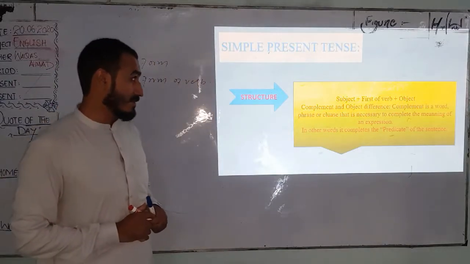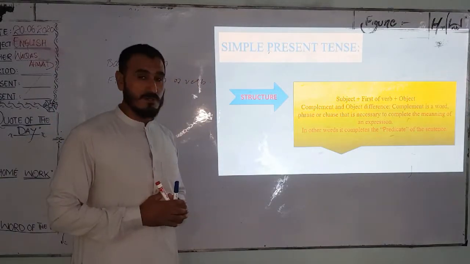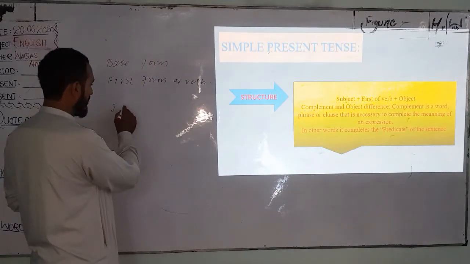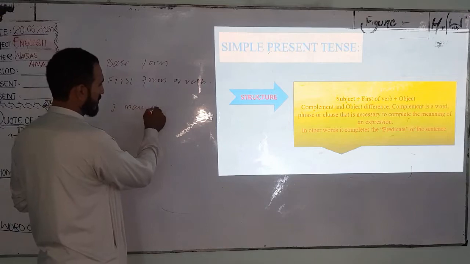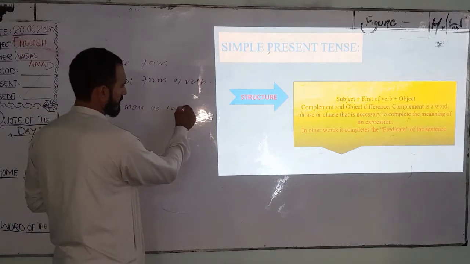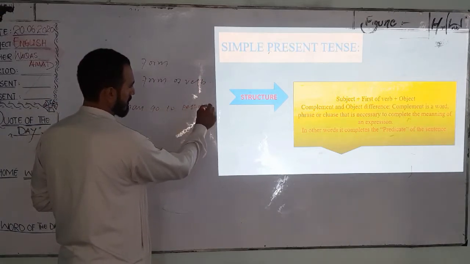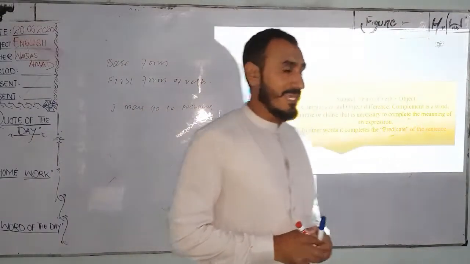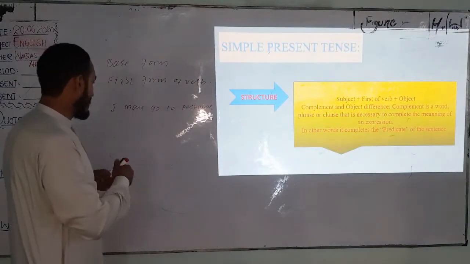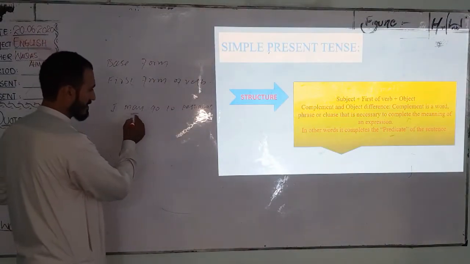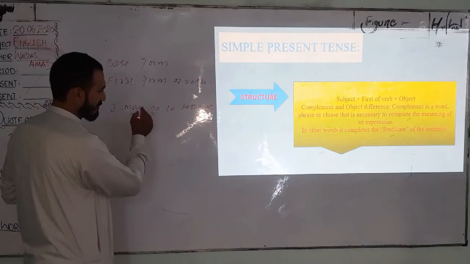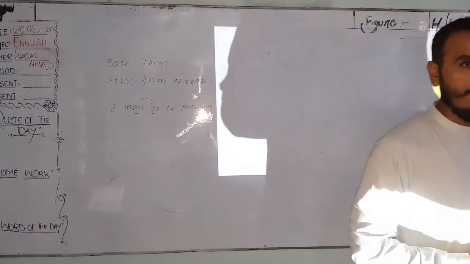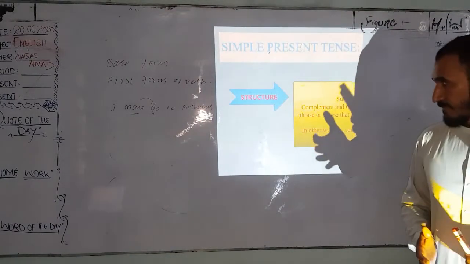The base form of the verb we always put with a modal auxiliary verb. For example, I may go to the shower. So this is called modal auxiliary verb, and this is called base form of the verb. Base form of the verb is that in which we can't do any changes.